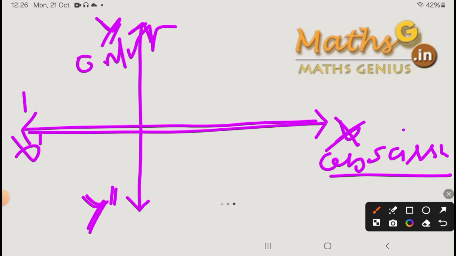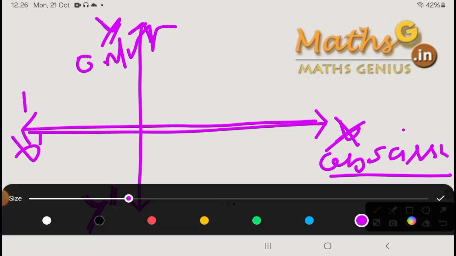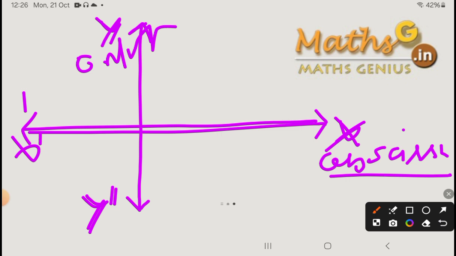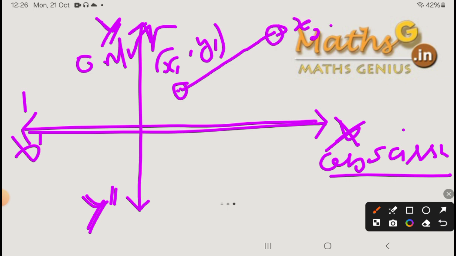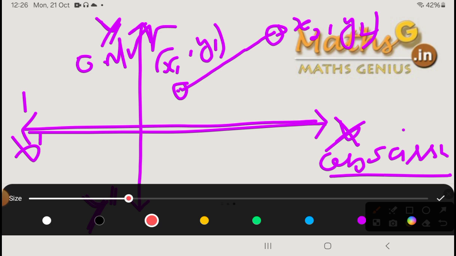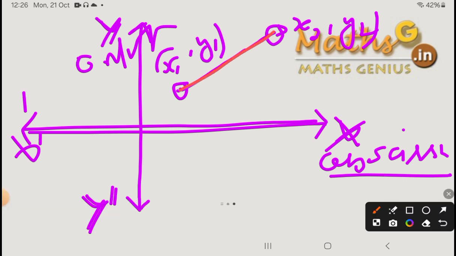So we are having the Cartesian plane over here. Now what we do is that we find the distance between 2 points. So let's say one point has the coordinates x1 and y1, and the other point has the coordinates x2 and y2. So what is that distance? We will be finding out what this distance is.